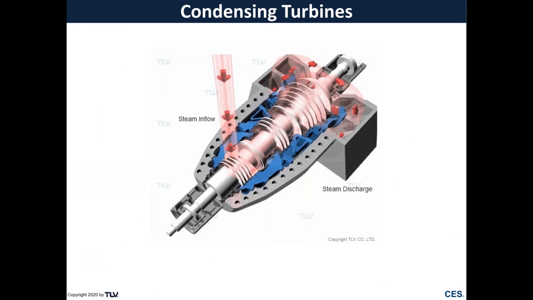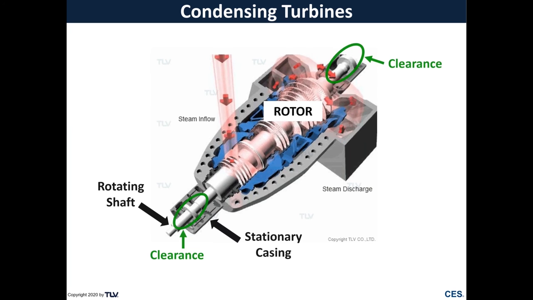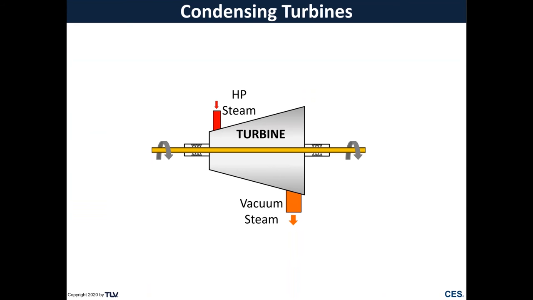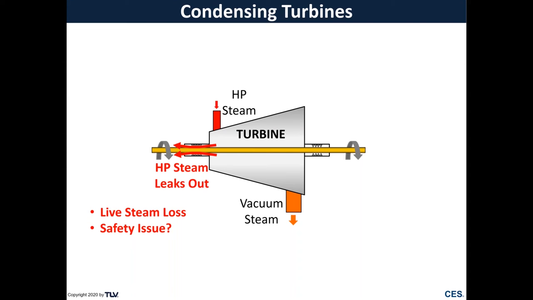Returning to our discussion of condensing turbines, if we consider that the rotor is spinning at high speed inside the turbine casing, it is obvious that some clearance must be provided for the shaft as it protrudes from the stationary casing at each end of the turbine. Now, as steam enters the high pressure end of the turbine casing, there is the potential for steam to leak out through the space between the rotating shaft and the casing. By contrast, the vacuum end of the casing would allow air to leak in, and neither of these is desirable.